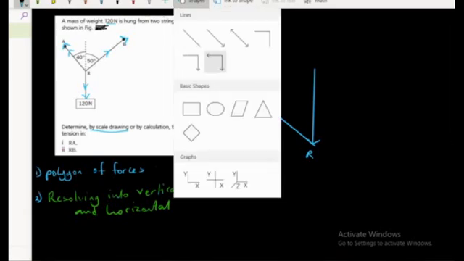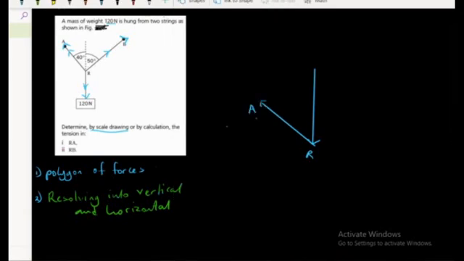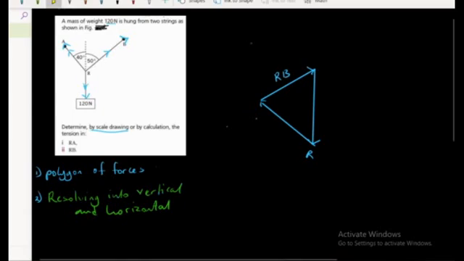Then the last force, which is the RB, goes this way. So that is the RB. So let's name the lengths of the lines. This is RA, while this last one is the 120 Newton that you are given. So this is the equilibrium. This is the polygon of the forces that are in equilibrium.